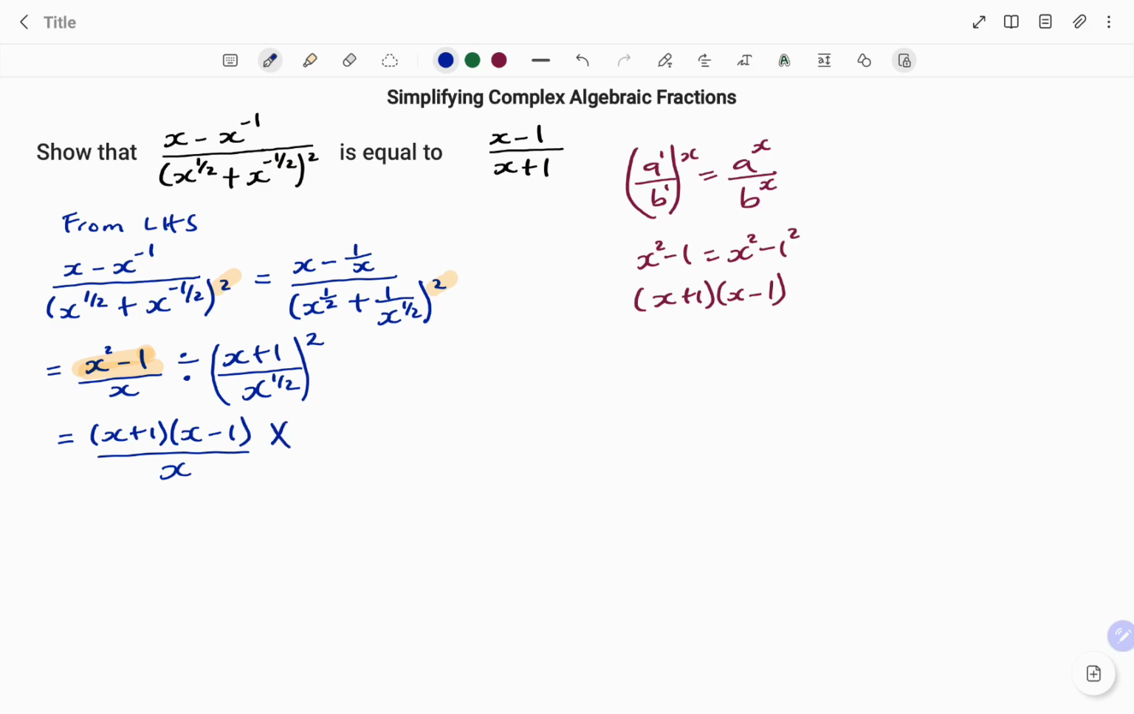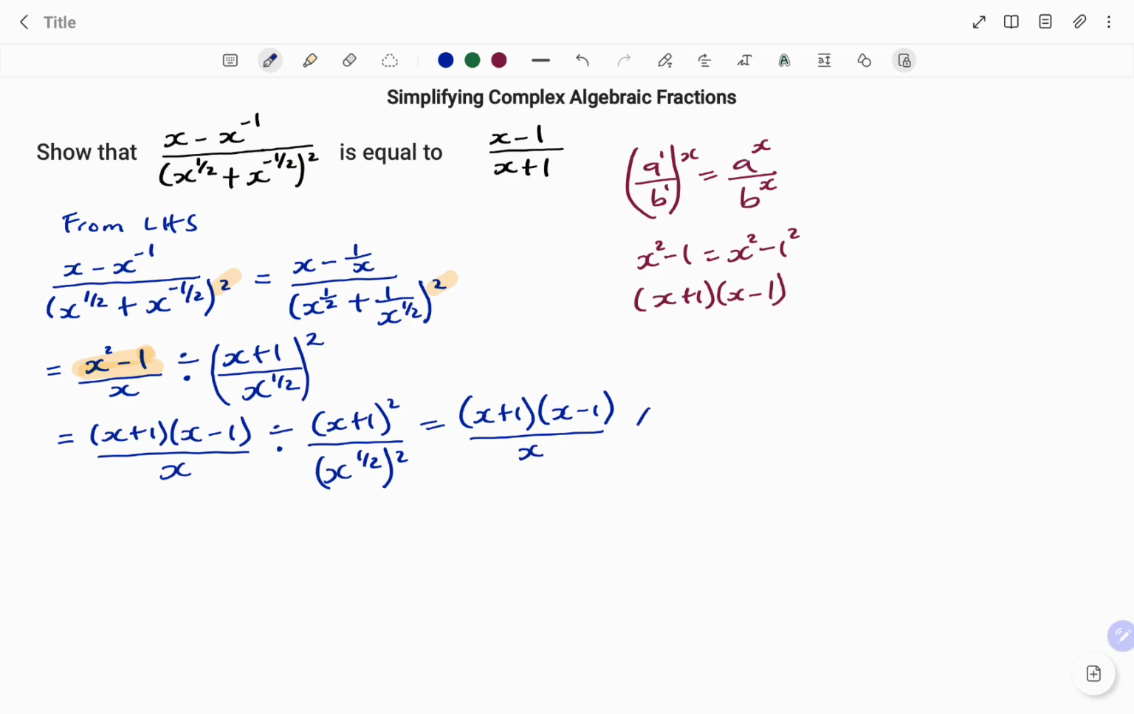I'm going to change my division to multiplication, and therefore I'm going to flip. But before I do that, I'm going to first of all split up my power, and that will be x plus 1 all squared over x to the half all squared. If I simplify, I have my (x + 1)(x - 1) all divided by x.